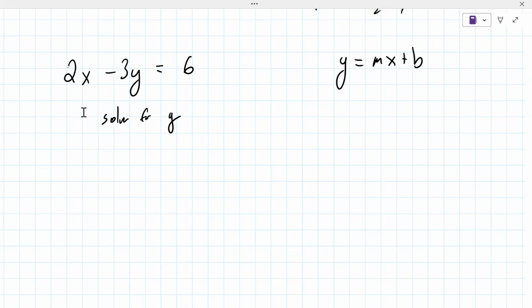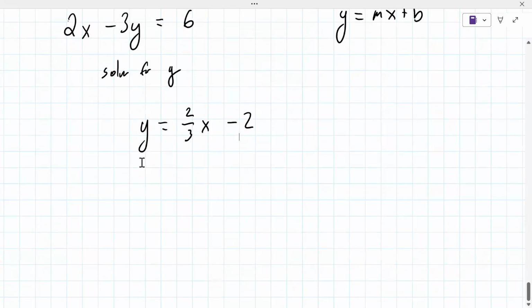Y equals 2/3 x minus 2. Okay, that is correct. Good. So that's good. Any questions on how to do that? That's about the most complicated one I can think of. Just remember that I'm solving for y.